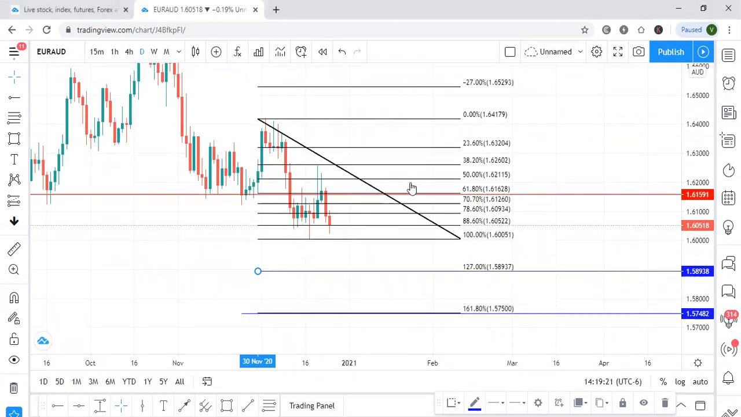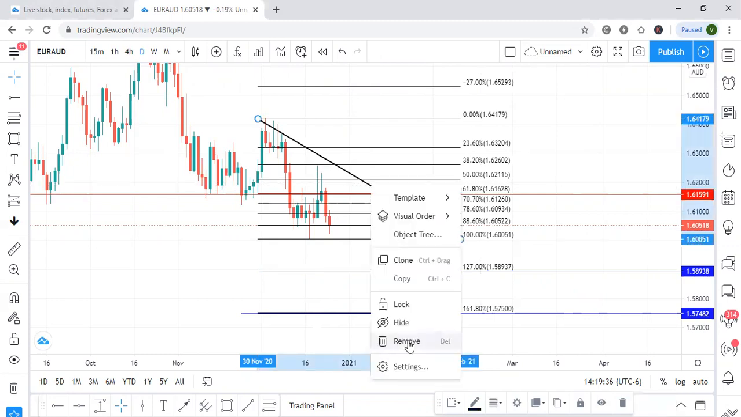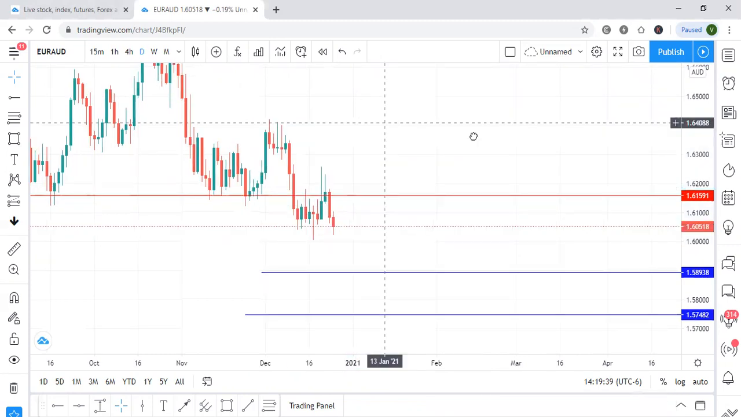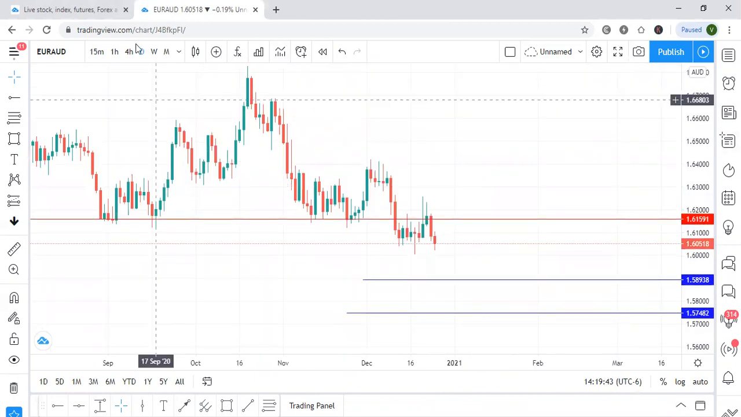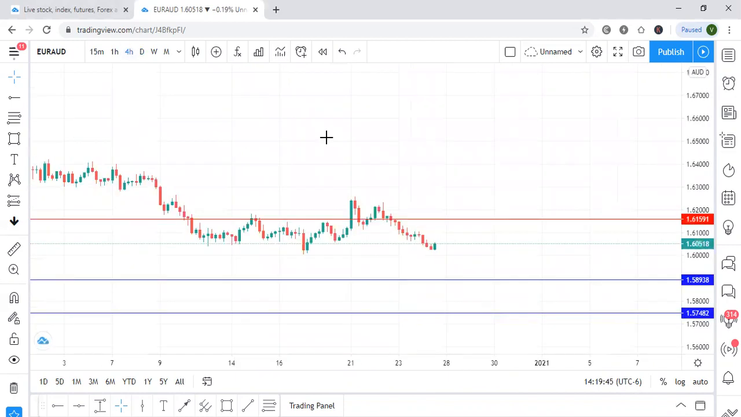You can see the confluence of this support level with our PRZ level, 61.8. You can see that confluence there. So we're still expecting more of the bearish drop, the sellers in the market. We're going to move down to the 4-hour time frame here.